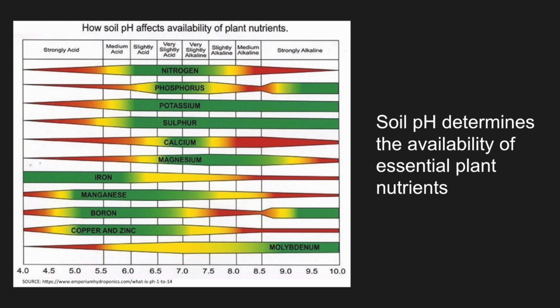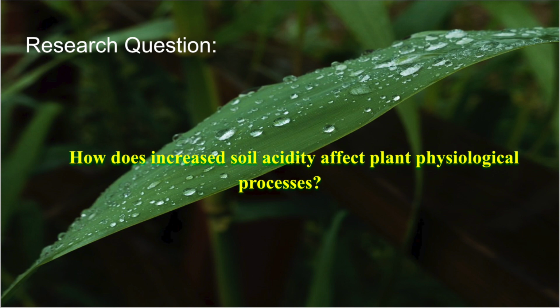This can have severe consequences because pH level affects the solubility of nutrients within the soil and ultimately their availability to plants for uptake. We wanted to see how increased soil acidity affects not only nutrient uptake in plants, but how severely physiological processes are altered, such as water transport and photosynthesis.